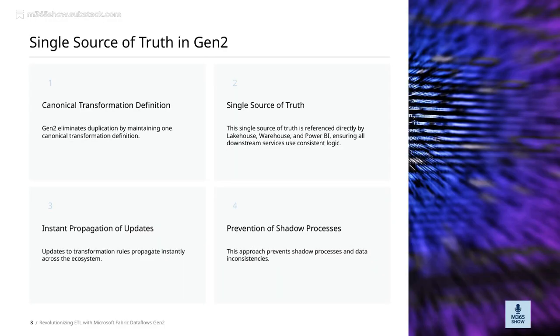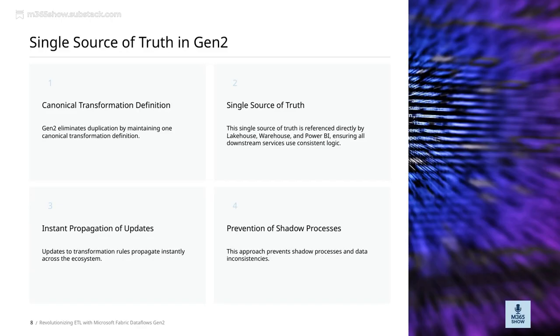Let's take a closer look at how Gen 2 is revolutionizing ETL with Microsoft Fabric Dataflows. One of the key benefits is that it provides a single source of truth, which helps prevent shadow processes and data inconsistencies. When transformation rules are updated, those changes propagate instantly across the entire ecosystem, ensuring everyone is working with the most current data and logic. This immediate update capability is crucial for maintaining data accuracy and trust.